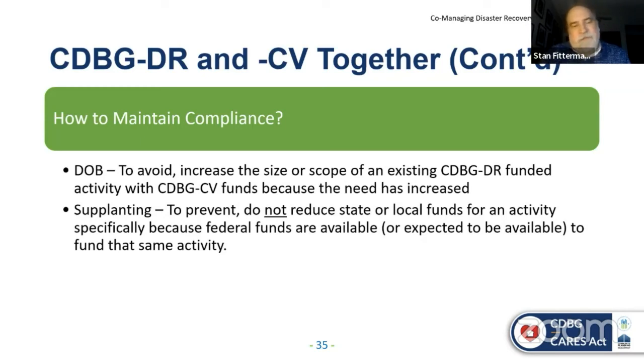Supplanting. We're just throwing this in because it's a good idea to cover. You can't reduce state or local funds for an activity because now you have federal funds. So if you already had budgeted something in a capital improvements program, like improved drainage of a certain road, and now DR money is available, you can't say, oh no, we're going to pull the local money and now use DR. If it was budgeted for it, that would be supplanting, and we can't do that. Monitors and OIG get very grumpy when we supplant.